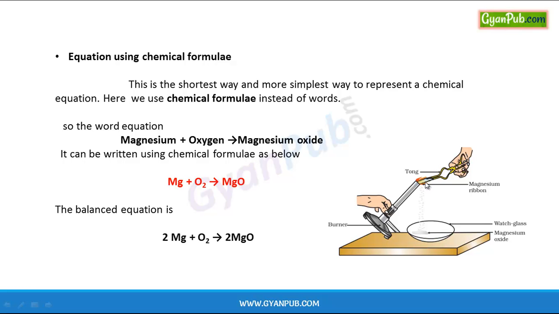So here we are describing this equation in the form of a word equation, and to make it simpler, we are using chemical formulae to describe this equation. If we use a word equation, we need to use all these words, and to make it simpler and shorter, we use the chemical formulae of the chemical substances involved in it. So here magnesium is burning in oxygen and giving magnesium oxide powder.